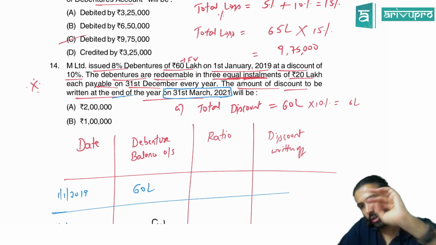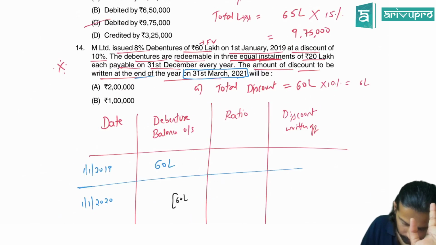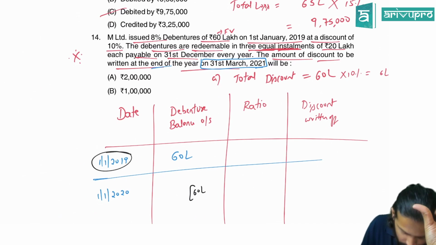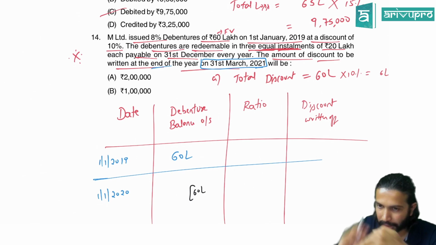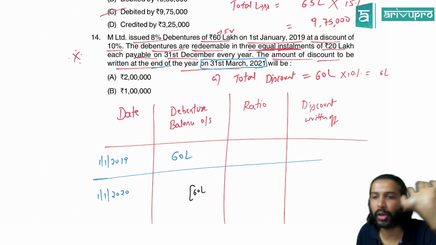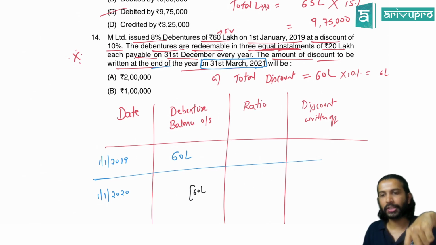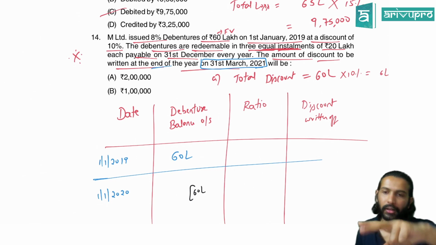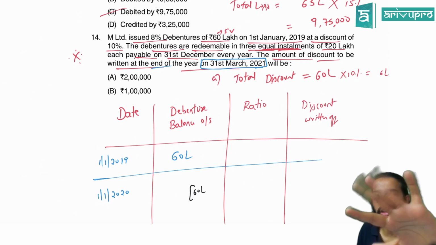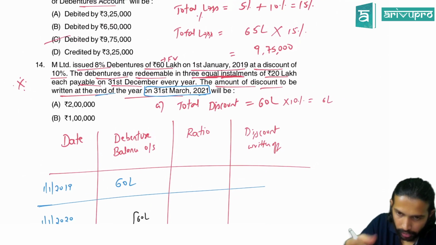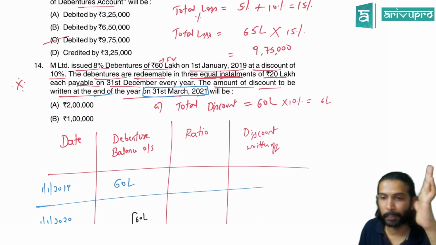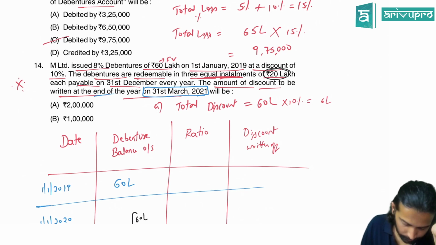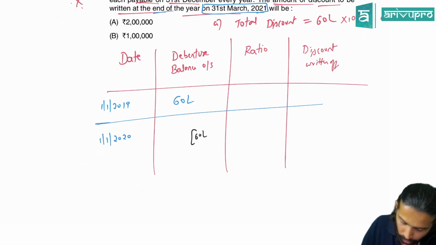The debentures were issued on 1st Jan 2019. Then on 31st December 2019, meaning after 1 year, the company will repay 20 lakh. Then again on the next 31st December, 20 lakh, then again on 31st December, another 20 lakh. Like this, the company is choosing the redemption option. I'm not telling all this; it is given in the question. Every 31st December, the company is repaying 20 lakh.